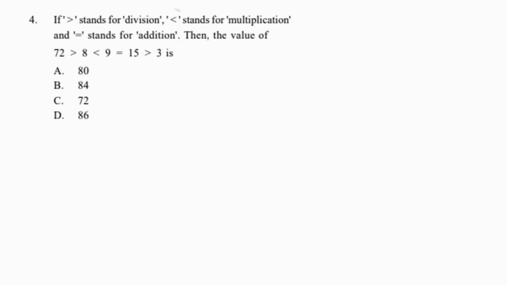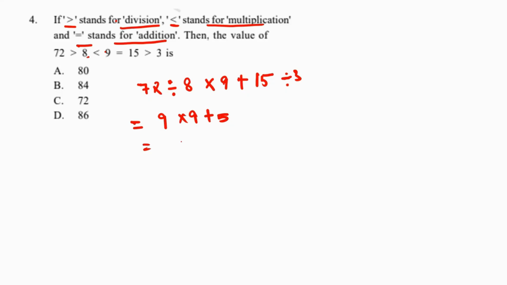Next, question number 4 reads: the greater than symbol stands for division, the less than symbol stands for multiplication, and equals to stands for addition. Let's rewrite this. 72 greater than, so divided by 8, less than, so multiplied by 9, equals to, so plus 15, again greater than, so divided by 3. Apply BODMAS: 9 multiplied by 9 plus 15 divided by 3 is 5. That's 81 plus 5, which leads to 86 as my answer, option D.